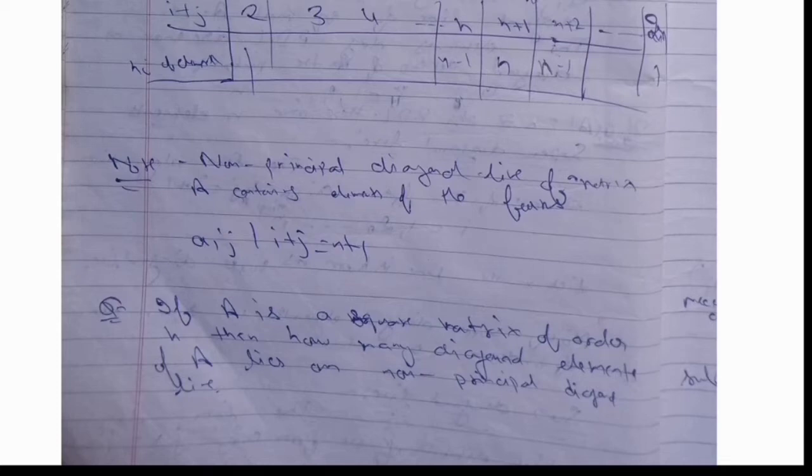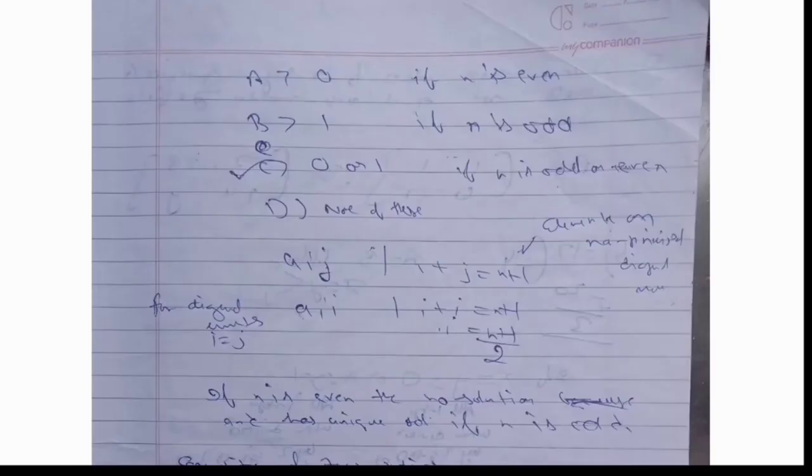Now I'm going to tell you about a question. We are going to discuss that question. If A is a square matrix of order n, then how many diagonal elements of A lie on the non-principal diagonal line? You can draw a 3 by 3 matrix and draw a principal diagonal line and a non-principal diagonal line. Then you will get one element. But if the order of the matrix is even, like 4 by 4, you will get no element. You will never get an element in that case. So mathematically, I am solving this question.